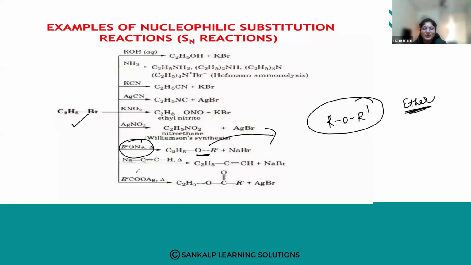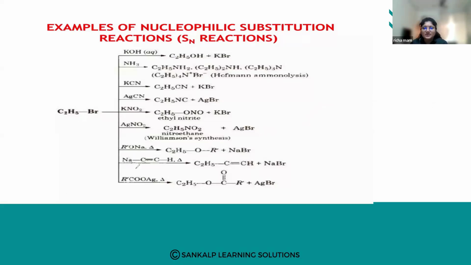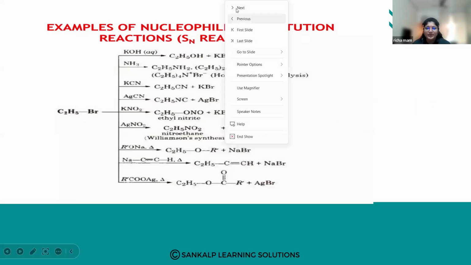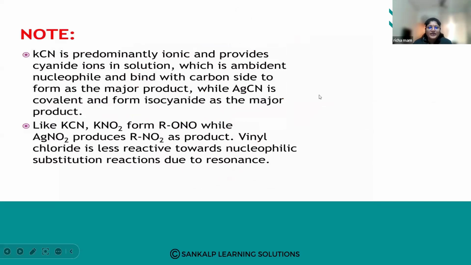Similarly, other substituted products are also formed, but these are the main important ones. Please remember about KCN and AgCN. When KCN reacts, it will form alkyl cyanides, and when AgCN reacts, it will form isocyanides. Very important. So these were the things which we have discussed.